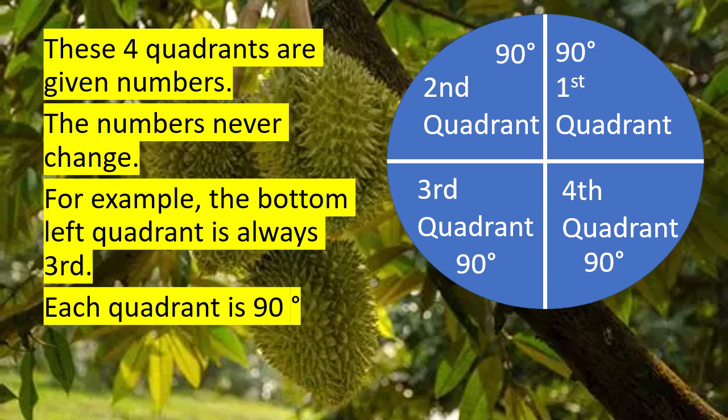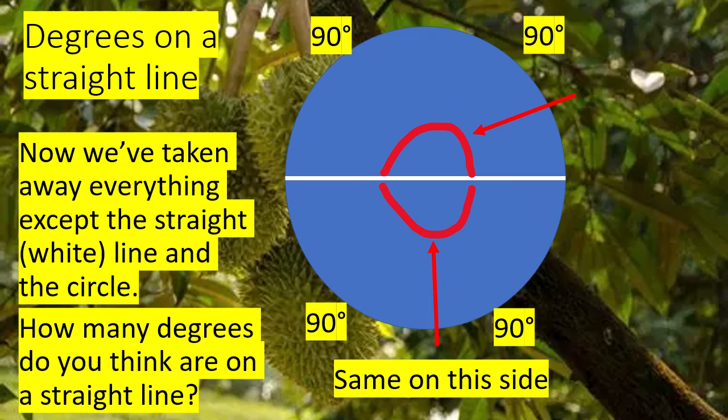These 4 quadrants are given numbers, and the numbers never change. So the first one is from 12 o'clock till 3 o'clock. That's the first quadrant. The second one is the one to the left of that. The third one is the bottom left. The fourth one is the bottom right. So they always keep their numbers. So the bottom left quadrant is always third, and each one is 90 degrees.